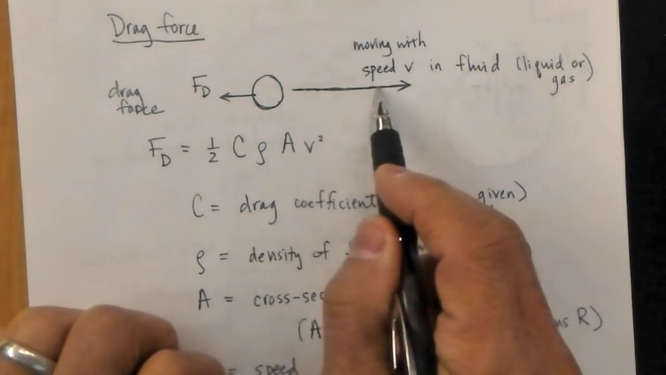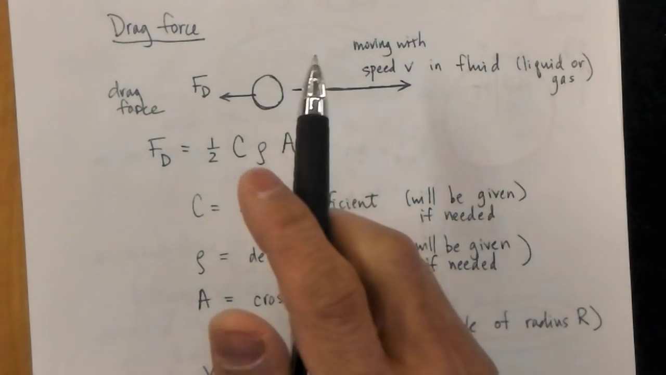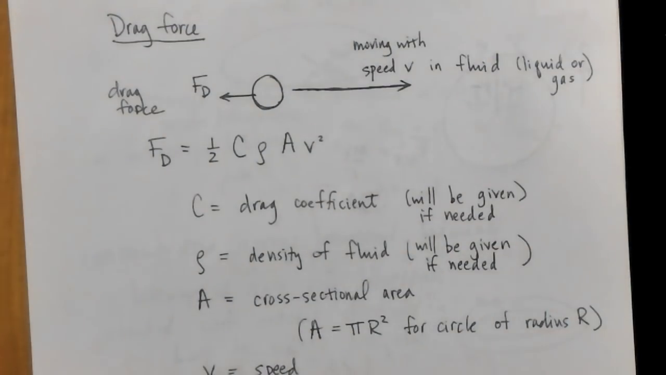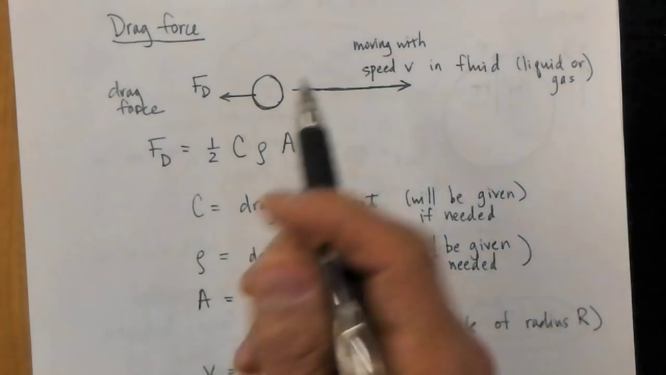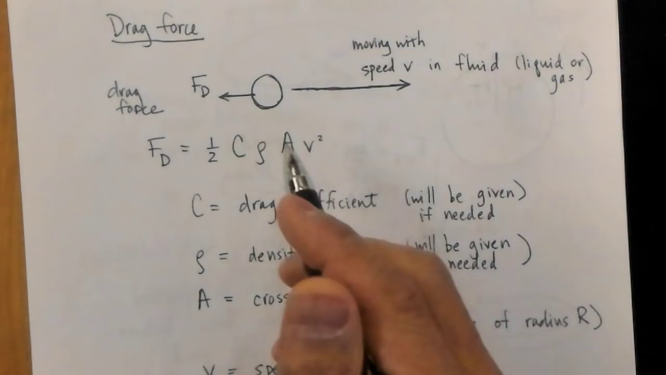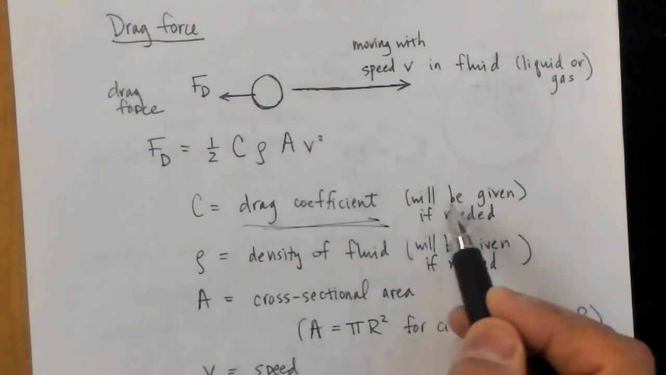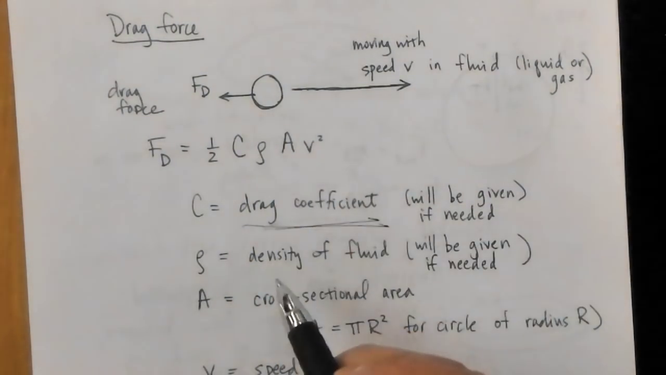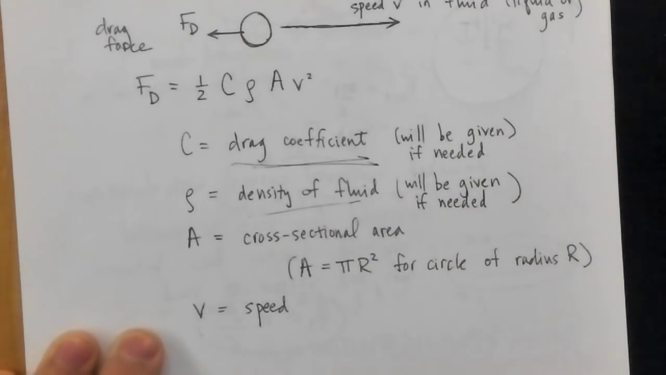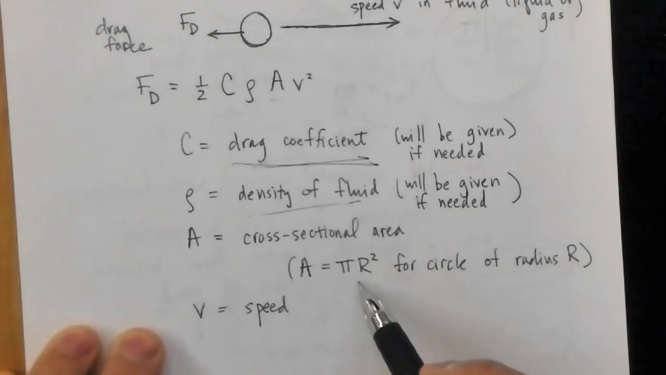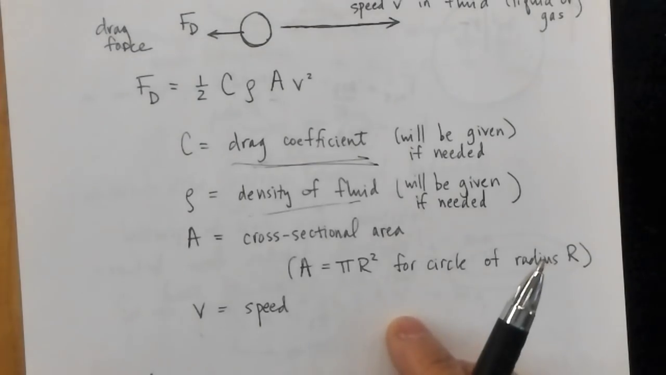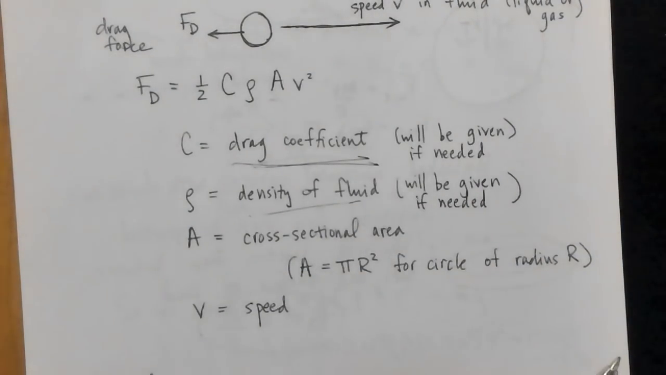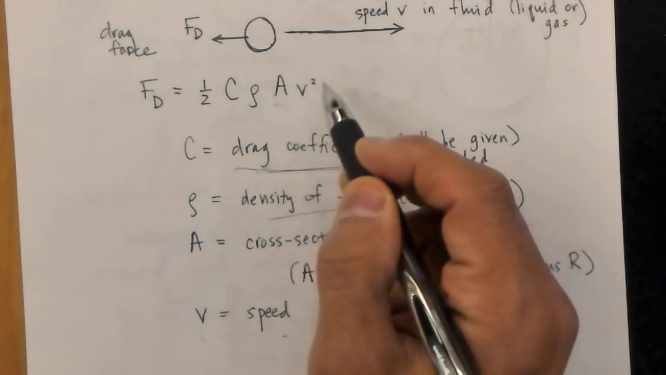Okay, so if we have an object going with speed v, if it's going very fast, then there's a formula that describes the drag force or the air resistance force from some fluid, either liquid or gas. The force goes opposite to the direction of motion. It's 1/2 times C, which is the drag coefficient that will be given if it's needed, times rho, the density of the fluid, which will also be given if needed, and then times the cross-sectional area. We expect you to know pi r squared is the area of a circle, but hopefully you know that, right? Pi r squared. And the speed is v, so just 1/2 C rho A v squared.